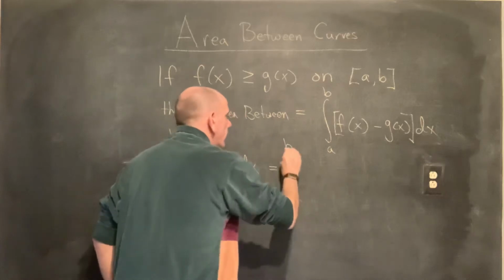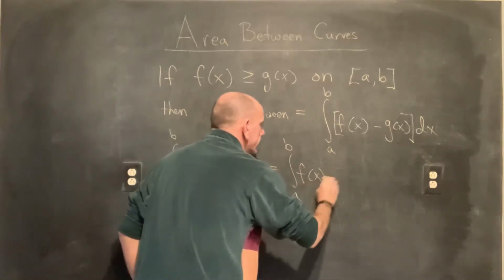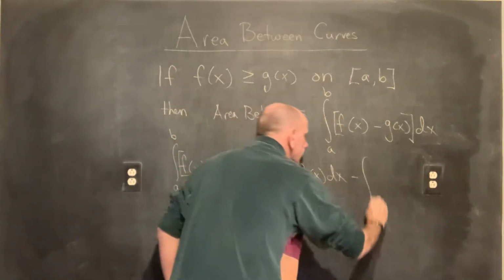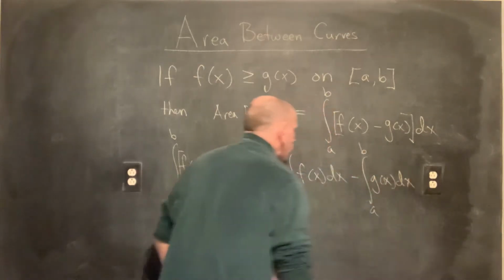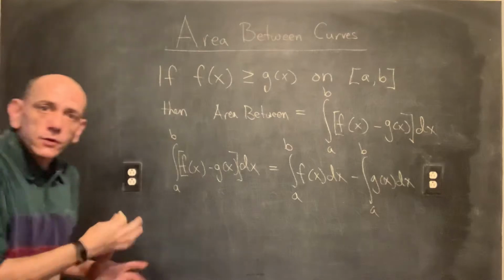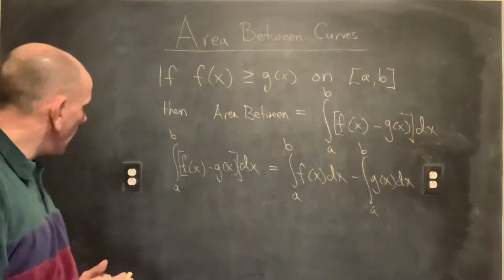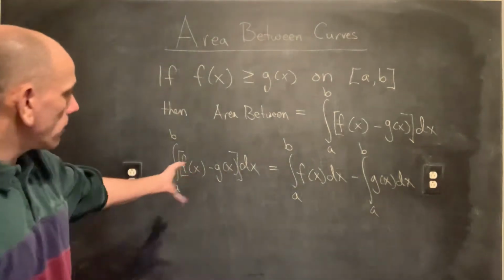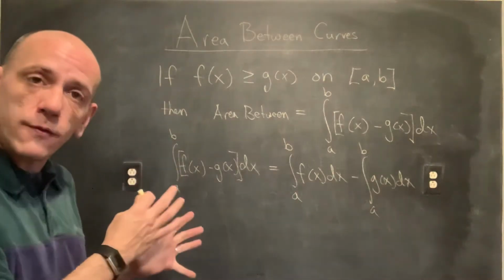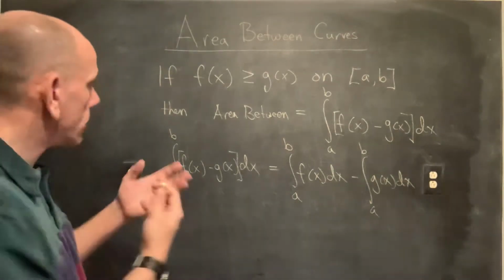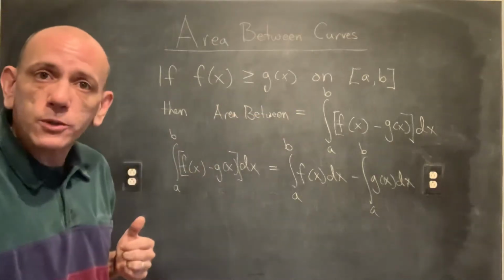The integral from a to b of f of x dx minus the integral from a to b of g of x dx. So we have this rule that says we can split integrals apart. They're well behaved with regard to differences. Now, actually, this affords us two different ways to interpret our area between two curves.